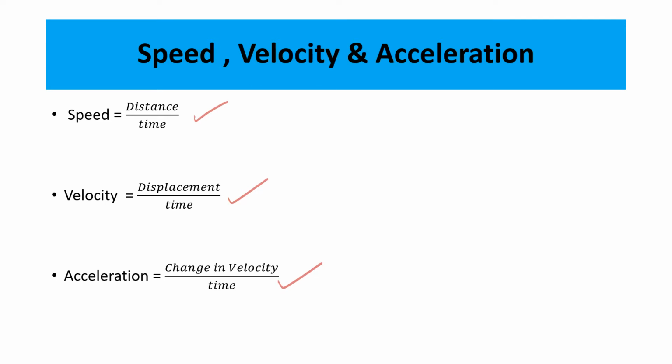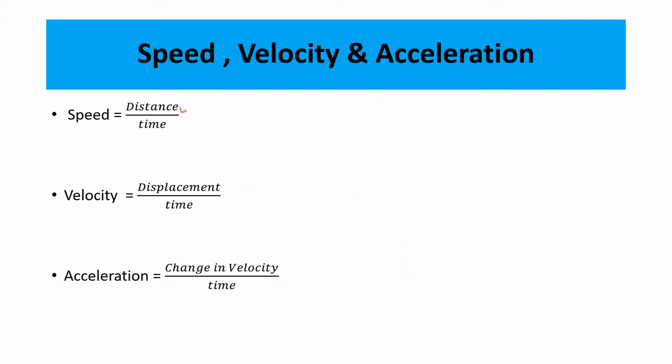Distance unit is meters. Time, the unit is second. Therefore, speed has the unit meter per second. Similarly, displacement has the unit meters and time seconds. Velocity also has the same unit, meter per second. What about acceleration? Change in velocity. Velocity unit is meter per second. Therefore, change in velocity also has the unit meter per second, divided by second. Therefore, the acceleration unit will always be meter per second squared.